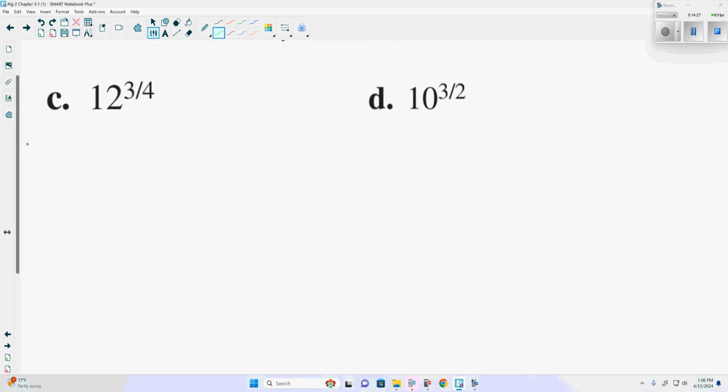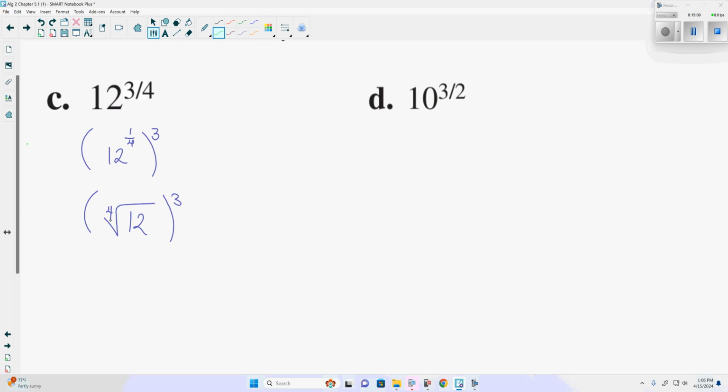We'll look at one more, 12 to the 3/4. So we can say this is 12 to the 1/4, because our 4 on the bottom gives us our radical. Now the index is the one on the bottom, which is 4. So we can say the 4th root of 12 to the 3rd.